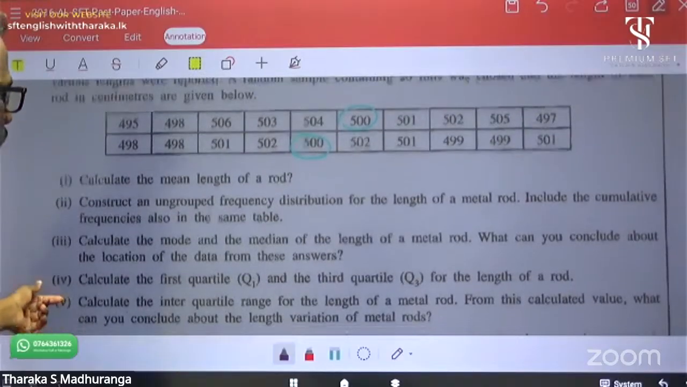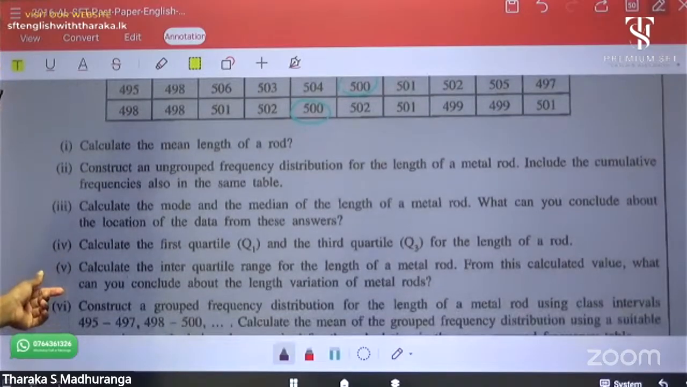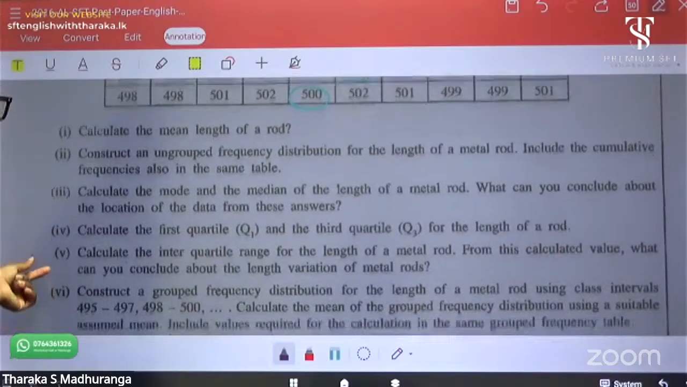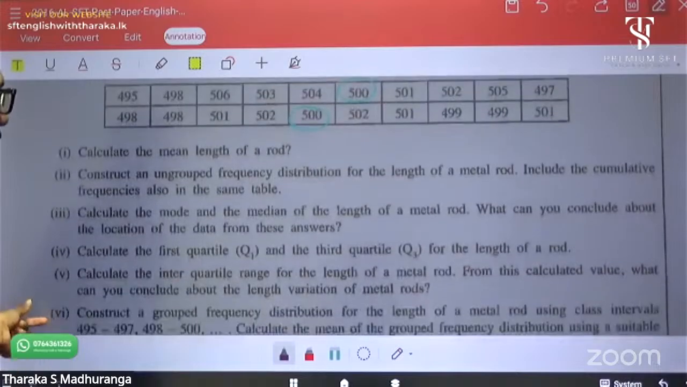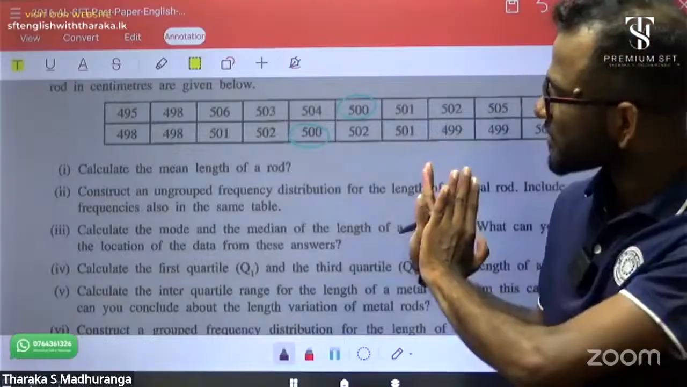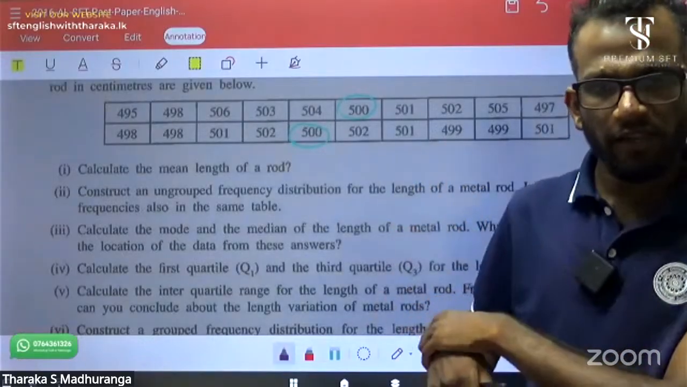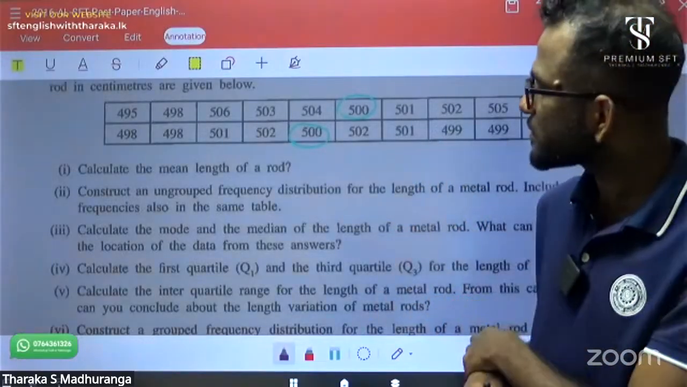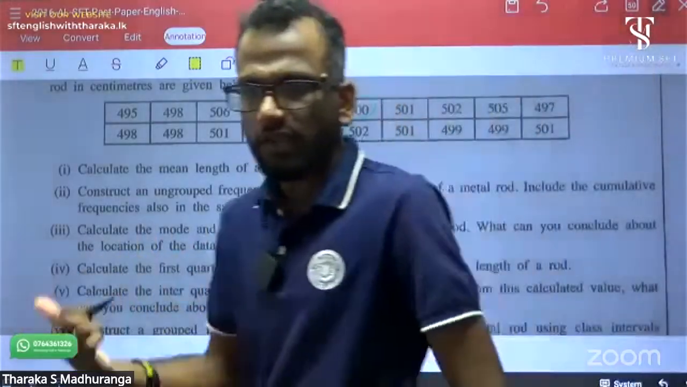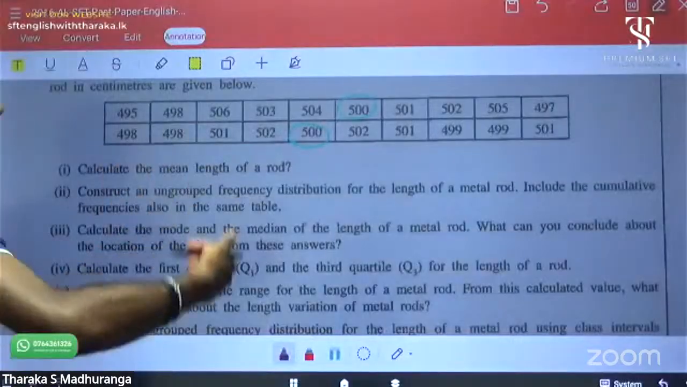Okay, you have to calculate the mean of the rod. Some parts I will make homework, because this cumulative frequency asking will confuse you. That's why I told you, yeah, you can work with me.